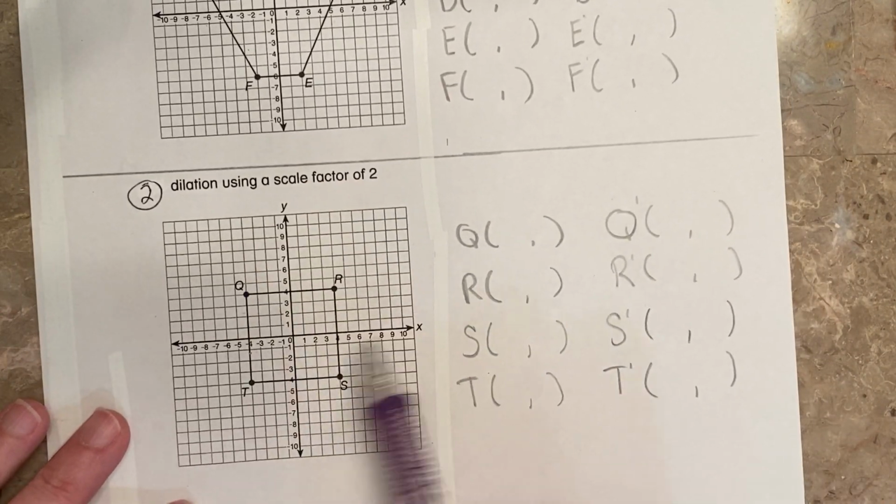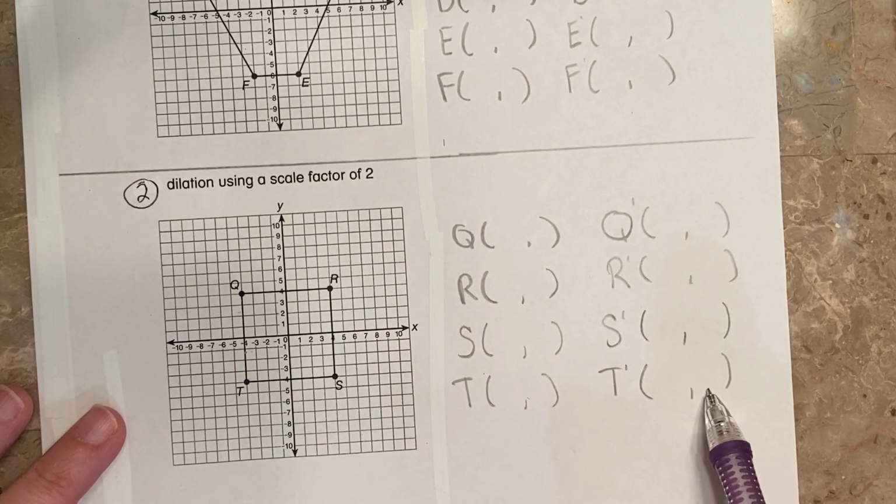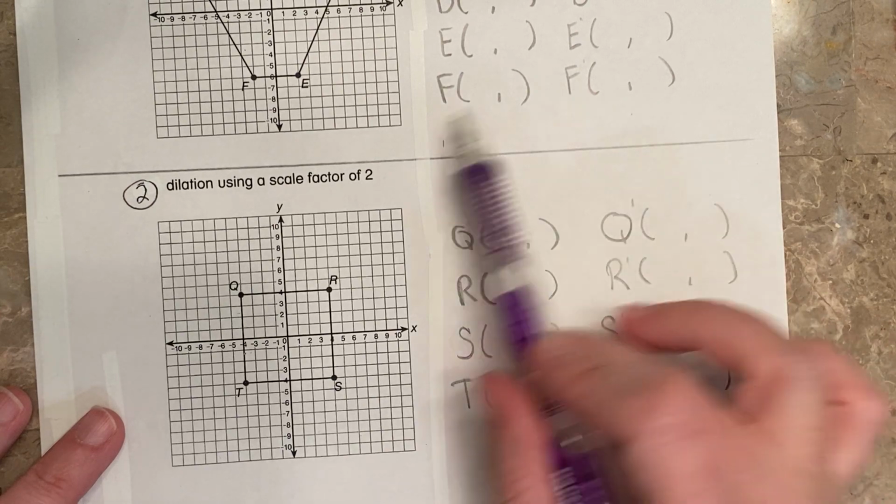And the same thing here. Get those 4 coordinates. Scale factor means multiply by 2. Get your new coordinates, and then take all 4 of those and plot the new ones.